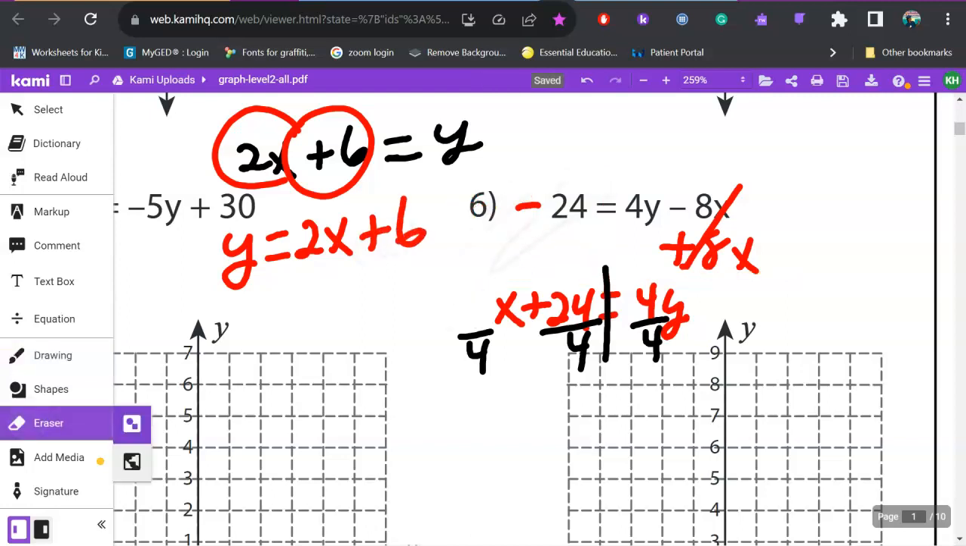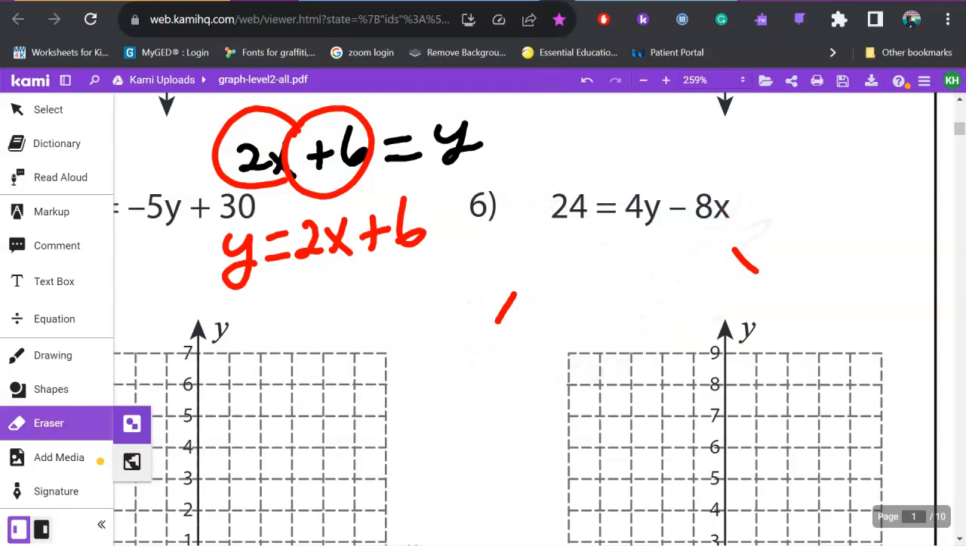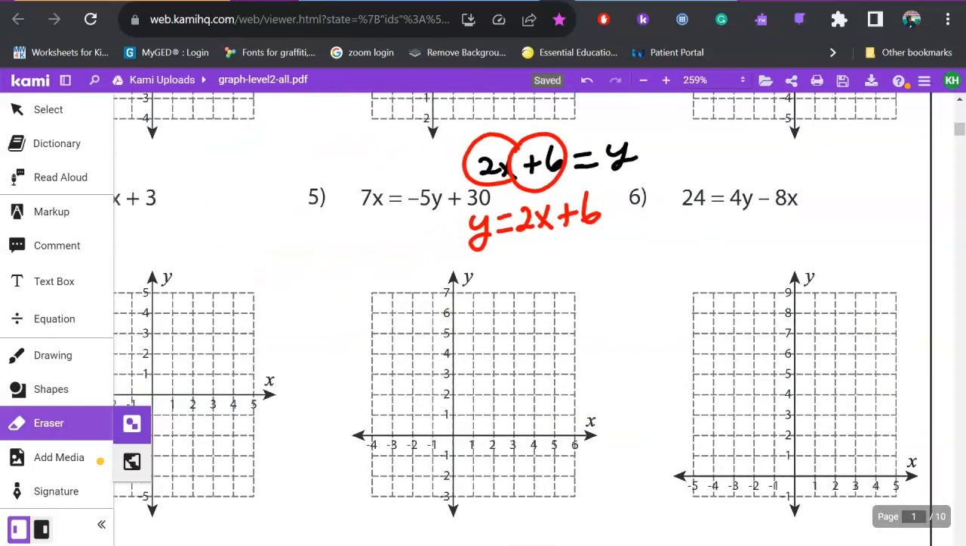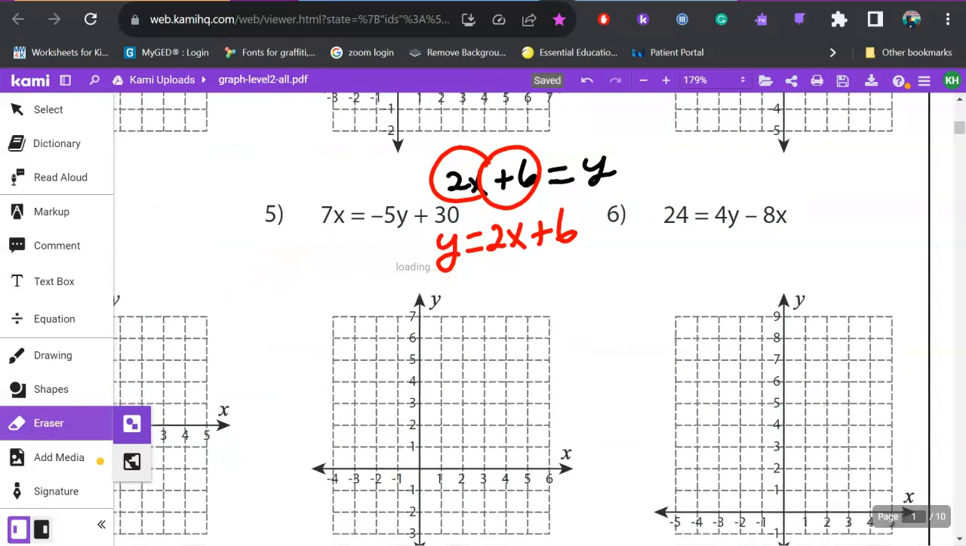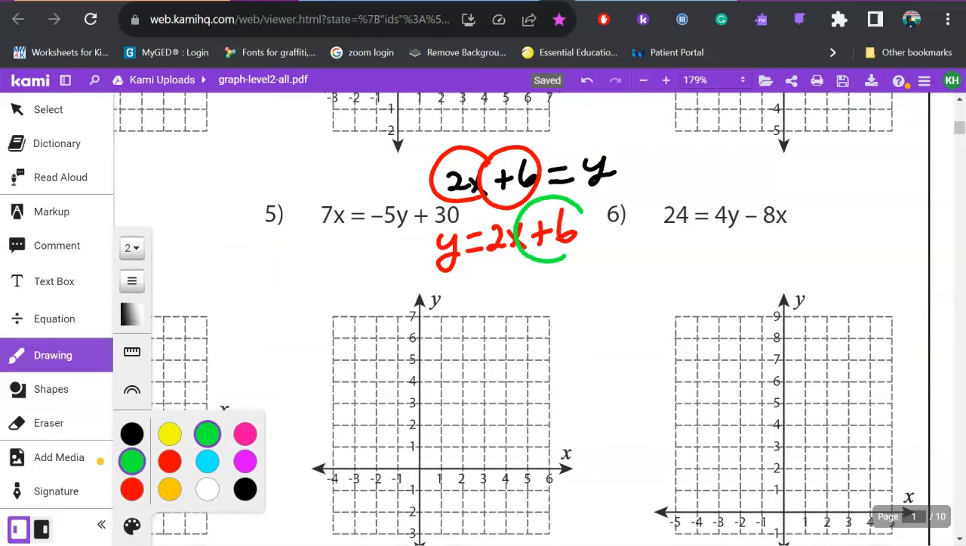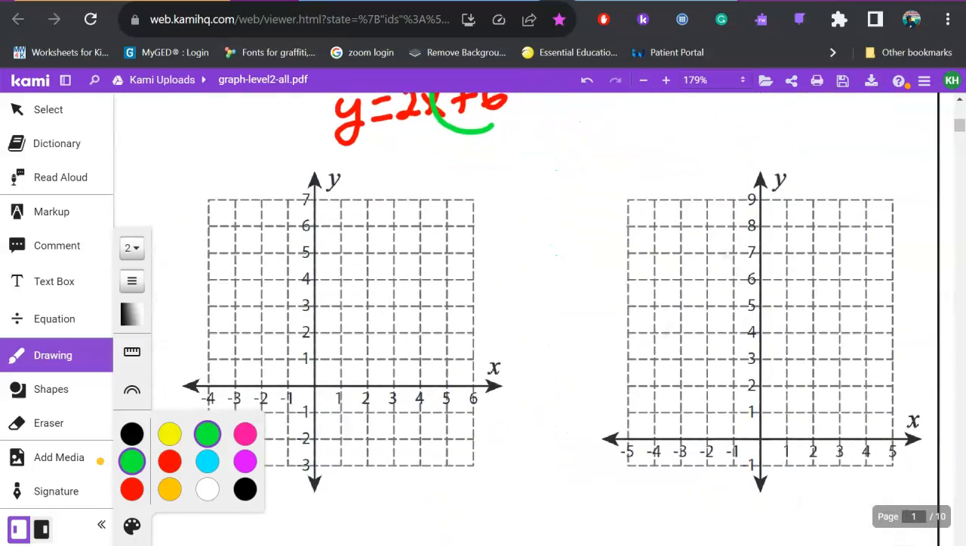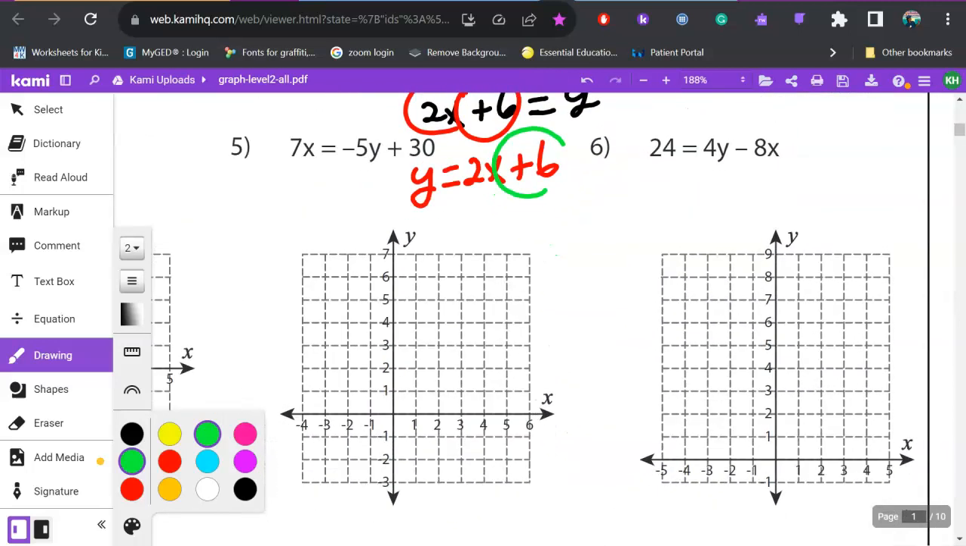I'm going to take this out of the way so I can take a look at my graph and see everything. And you know you're going to start with your b number, which is the positive 6, right? So you're starting here with the positive 6, and that's going to be a positive 6 on your y-intercept, which is right here. Now your slope is a 2, right? Remember, make it a fraction. 2 over 1, rise over run.